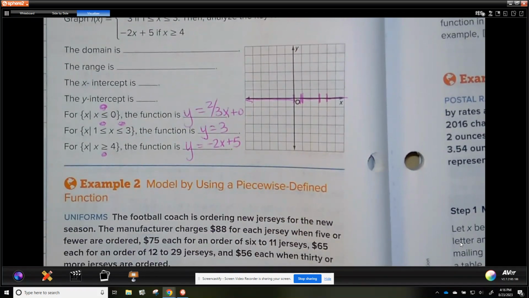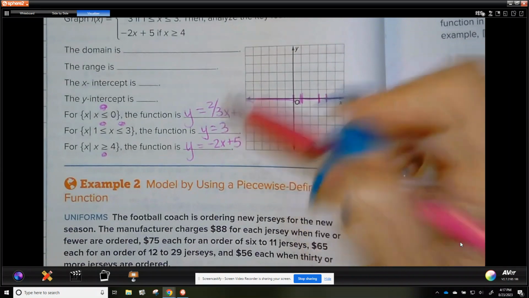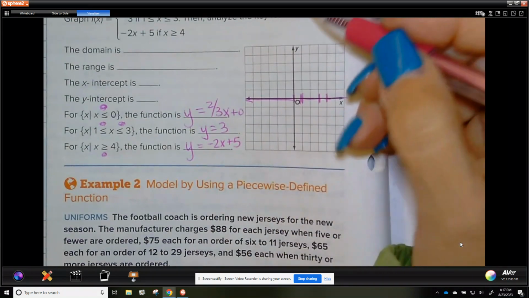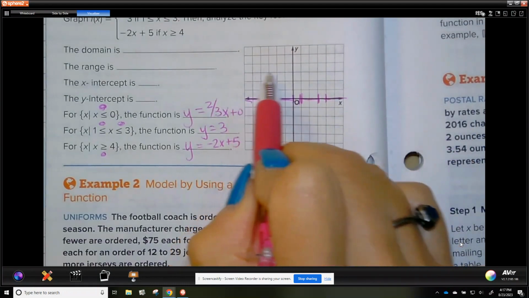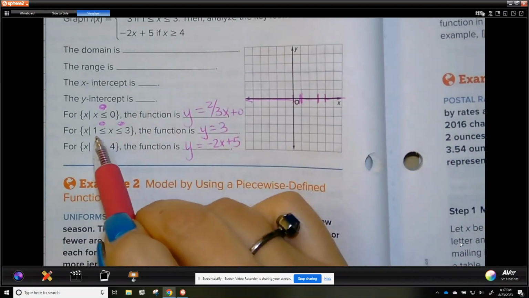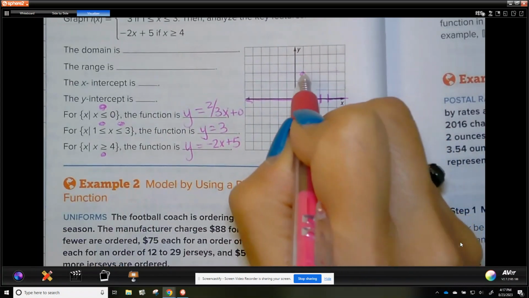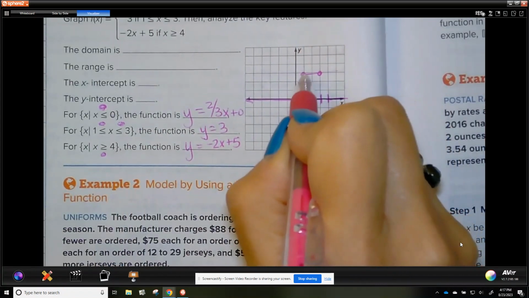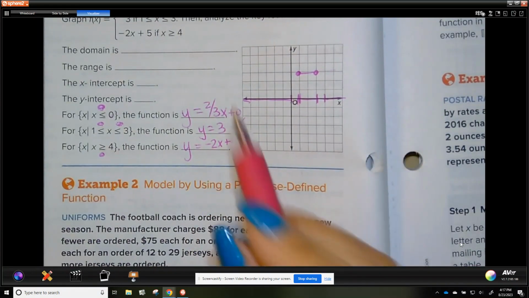So let's do the easy one first, horizontal line at 3. Horizontal line at 3 goes along here, but we only want it from 1 to 3. So I'm just going to put a closed dot at 3. There's the easy one, done. Okay, that's that segment.